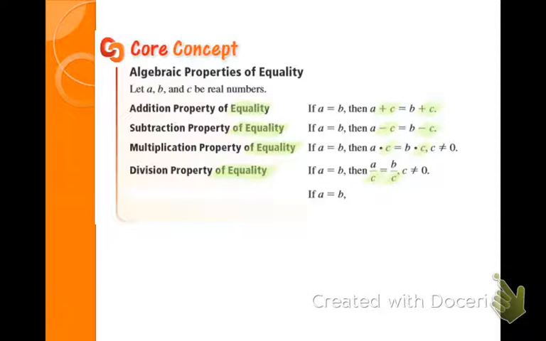So again, the reason this is a property of equality is because you're doing it to both sides. The "of equality" is important because there are many addition properties, multiplication properties, subtraction properties. So this specifies this is an equation, and what we're doing to one side, we're doing to the other.